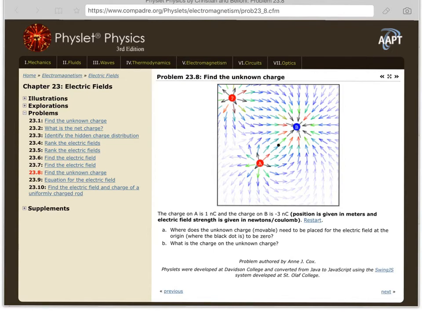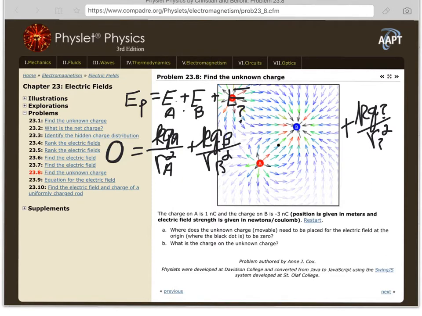And then once you find the position where the electric field at the black dot is 0, then you can find the unknown charge. And how are you going to do that? That's exactly what you've been doing in the assignment, so you should know how to do it. So by all means, try and do it on your own. But if you're really stuck, I'll give you a hint.